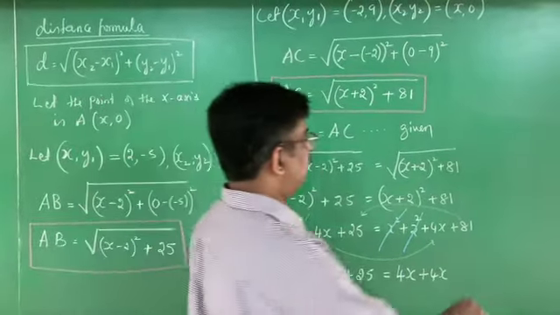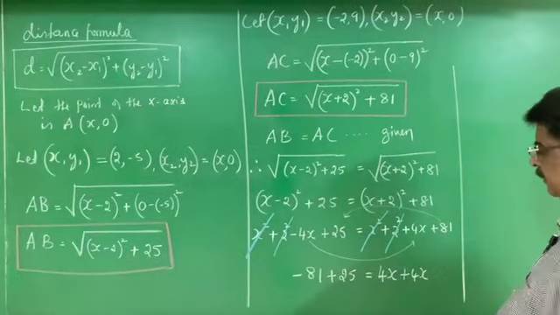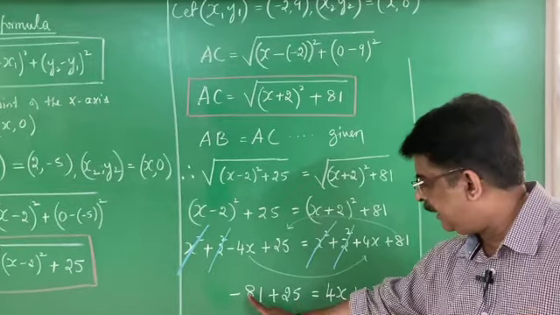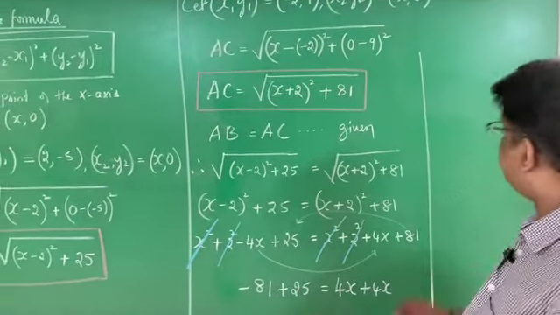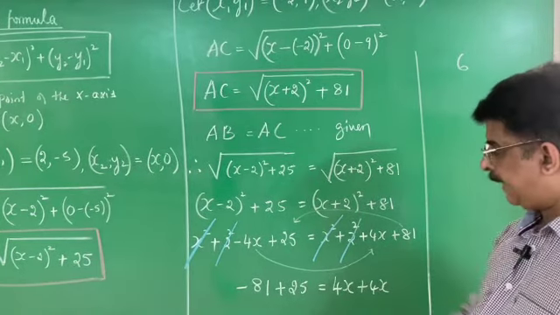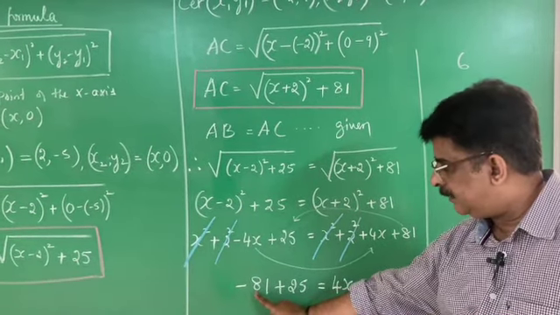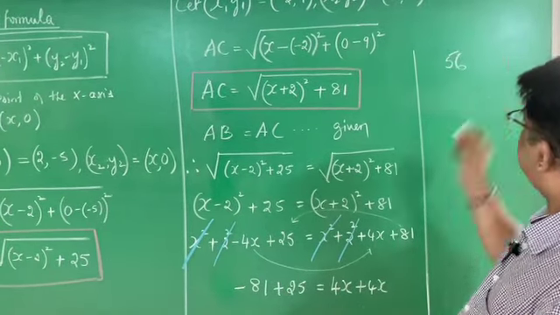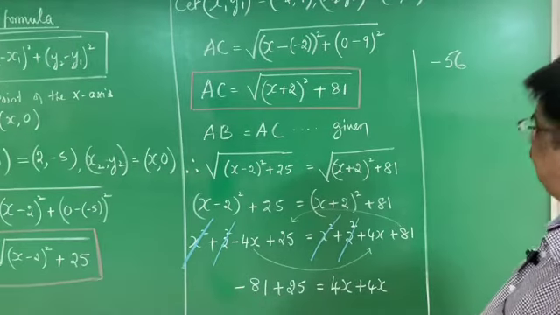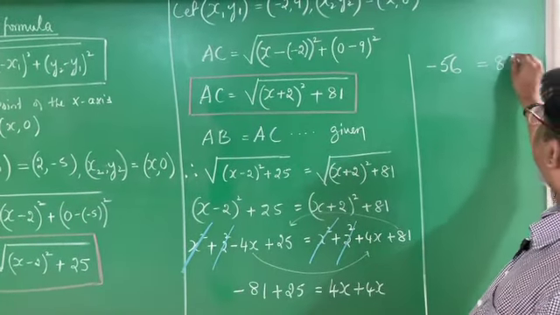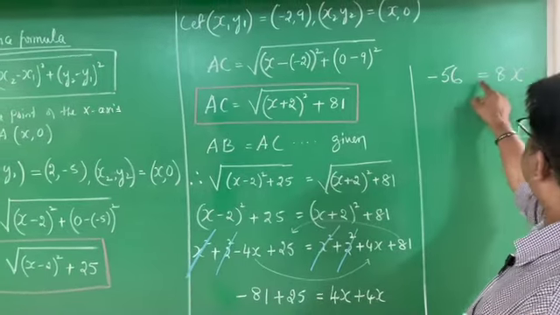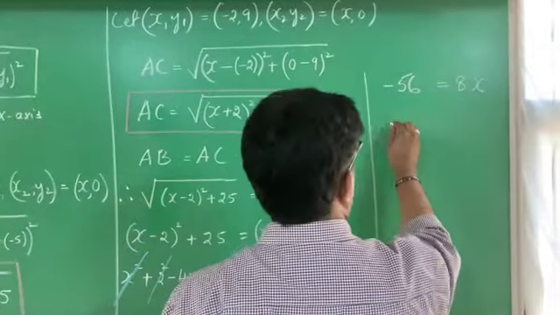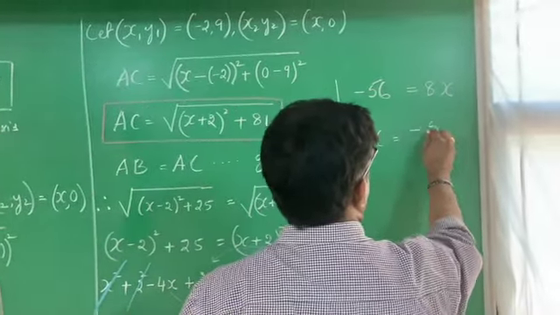Now I write this here. Subtraction: 11, 1 is there. 1 minus 5 is not possible, so I take 11. 11 minus 5 is 6. Then what is left here? 7 is left. 7 minus 2 is 5. Sign of the bigger number, minus. Minus 56 is equal to 8x. 4x plus 4x is 8x. Therefore, x is equal to minus 56 by 8.